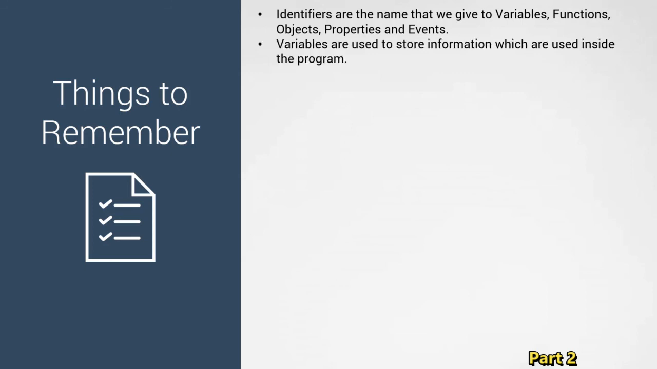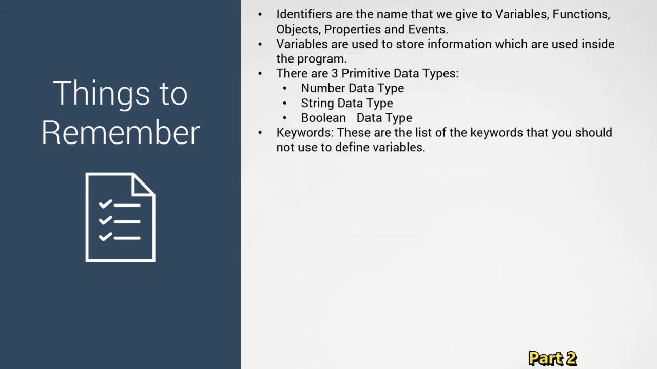Then we looked at variables, which are used to store information used inside the program. We have defined some variables and we have also used them. There are three primitive data types that we have seen: number data type, string data type, and also boolean data type. And as part of the keywords, I've given you the list of all the keywords that you should not use as a variable, nor use as an identifier.